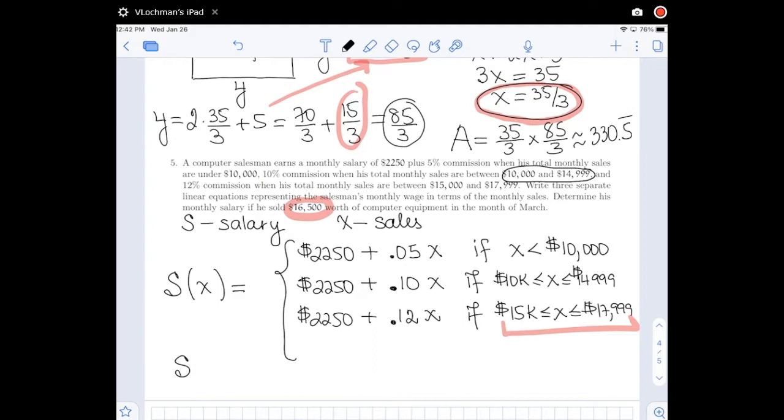So for the month of March, his total salary is 2250. He gets that amount regardless, plus 12% of his entire sales. So I'm going to use your calculator to compute this value. We're going to get $4,230. Now you can see that if your value was, let's say, $9,000 in sales, you would put it in the first equation. If you have something like $12,000, you would put it in the second equation.